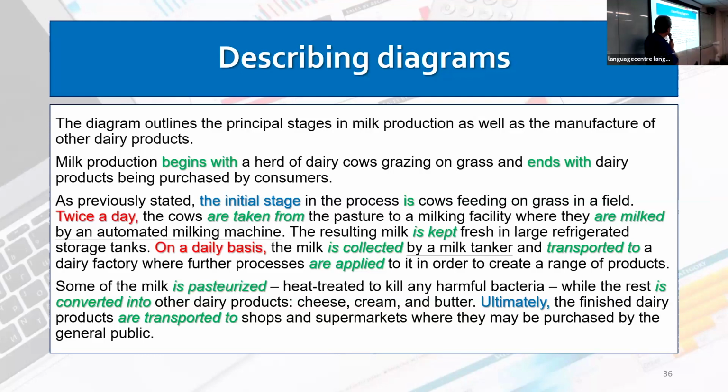But as you can see from the passage here, there are two examples of mentioning the doer of the action. Look at the second line of the third paragraph where they are milked by an automated milking machine. And also the fifth line, the milk is collected by a milk tanker. So here, the doer of the action is mentioned through a by phrase, by something, or by someone.